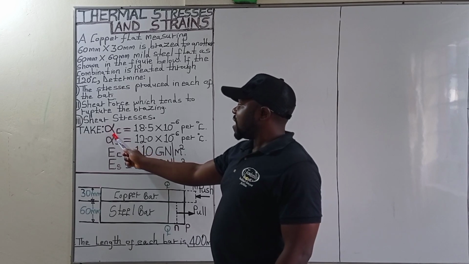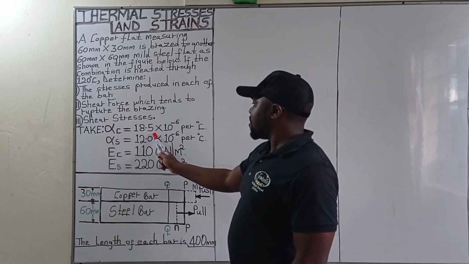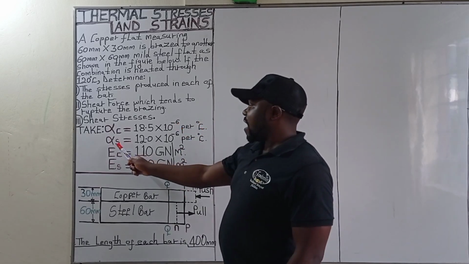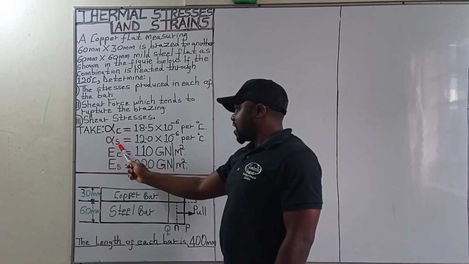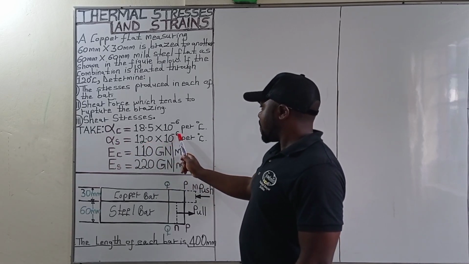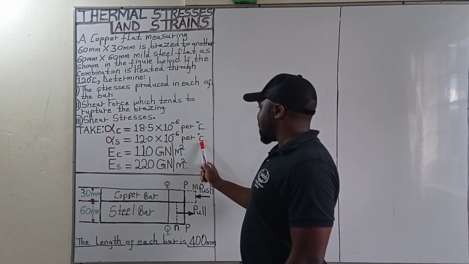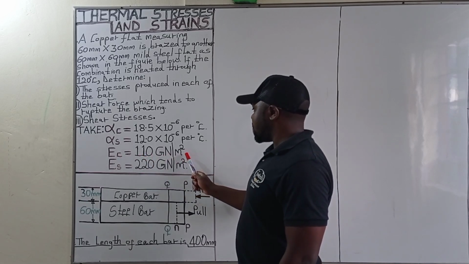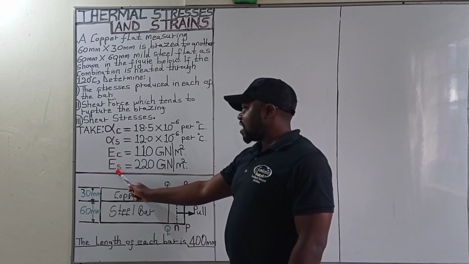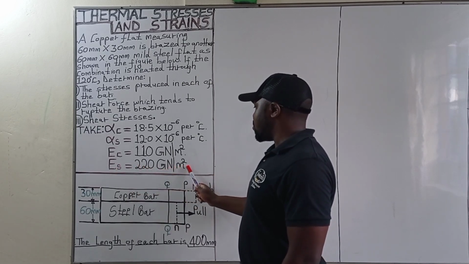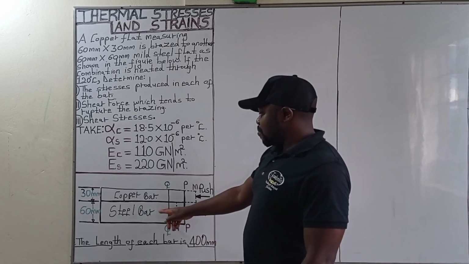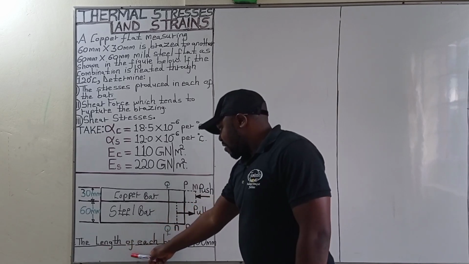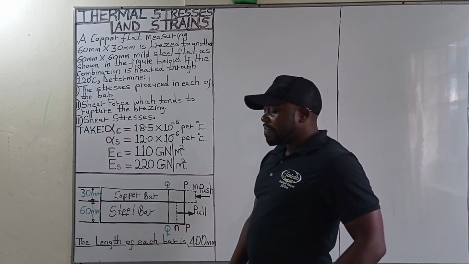The coefficient of linear expansion of copper is 18.5 times 10 raised to the power of negative 6 per degree Celsius. The coefficient of linear expansion of steel is 12 times 10 raised to the power of negative 6 per degree Celsius. Young's modulus of elasticity of copper is 110 giganewtons per square meter. Young's modulus of elasticity of steel is 220 giganewtons per square meter. The two bars are brazed together along this section, and the length of each bar is 400 millimeters.